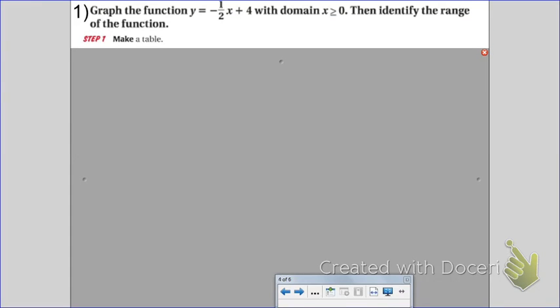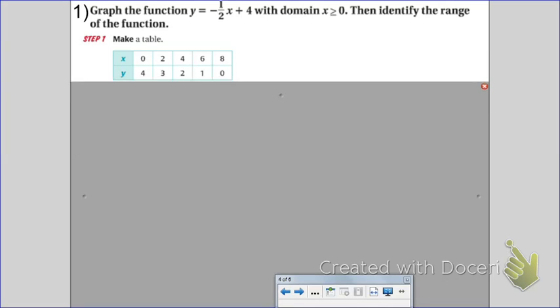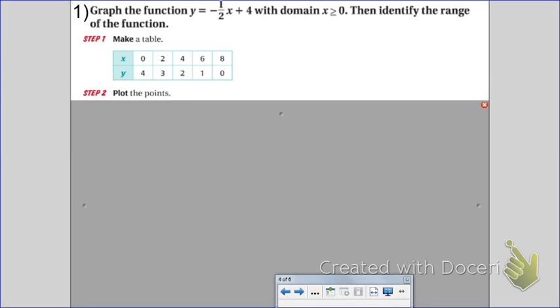My first step would be to make a table. So when I make a table, notice my x values are either 0 or bigger than 0 because of that specification the problem gave us. So now that we have the x values, go ahead and pause the video and solve for those y values. Go ahead and check your y values against mine to make sure your points are correct. And now we're going to follow the same next step and we're going to plot those points.